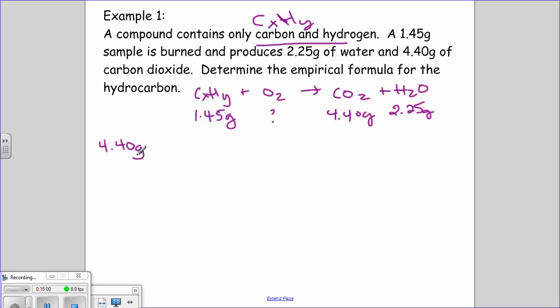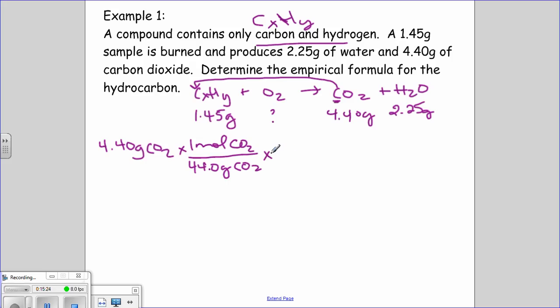I'm going to start with 4.4 grams of CO2. What I want to do is figure out how much carbon is present in moles, so I can then convert and see how many moles of carbon I initially had. So I need to go to moles of carbon dioxide. Carbon dioxide weighs 44.0 grams. And then I don't want to stop at moles of carbon dioxide. I want to go all the way to moles of carbon.